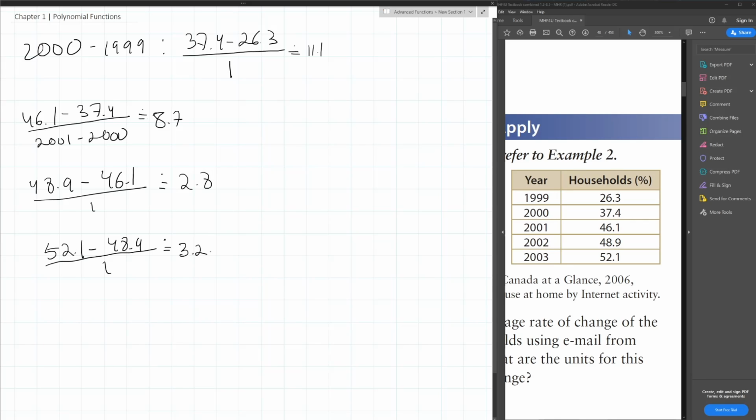The reason why I'm putting approximately is because I'm guessing these numbers are rounded, but you don't really have to do that. You could use the exact numbers.